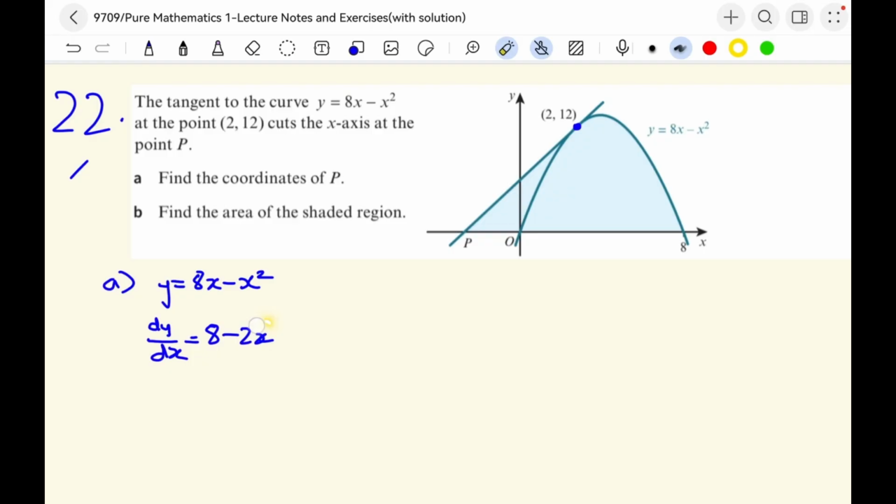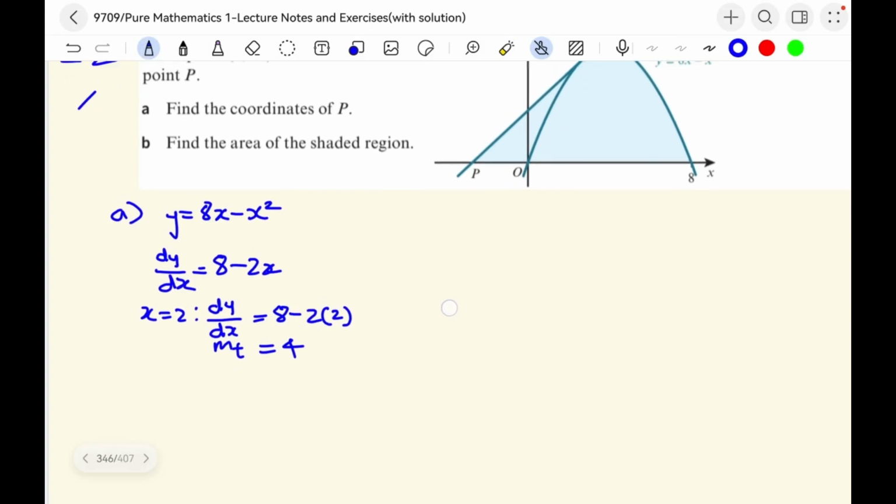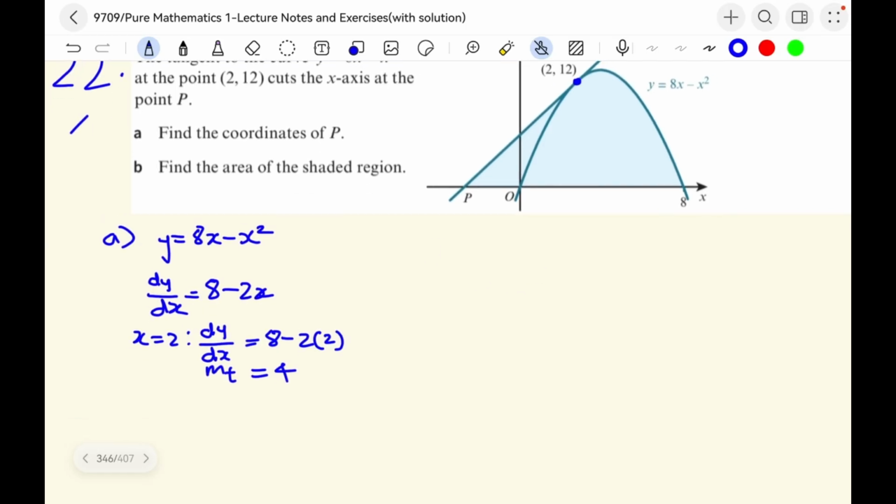Now, what is the x coordinate at this point? It's 2, right? So substitute x equals 2 inside the gradient function that we have differentiated. So it's 4. Okay, the gradient of the tangent is 4. Now, use the gradient proportionality: y minus 12 over x minus 2. Okay, that's the gradient proportionality because the ratio is the proportion.